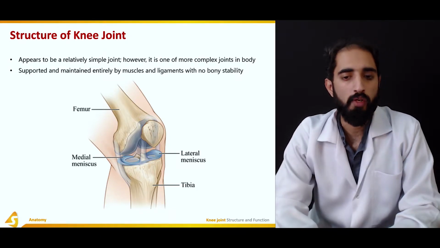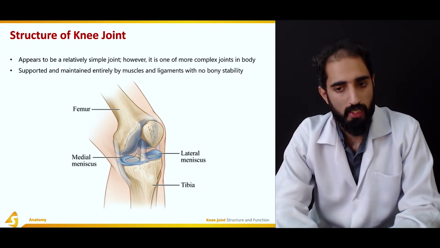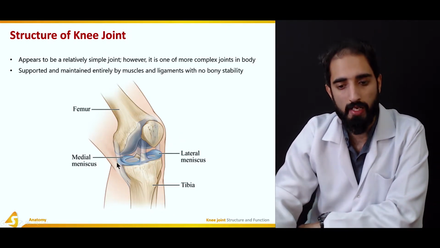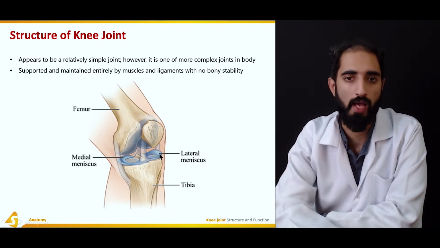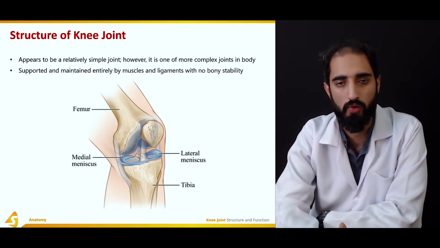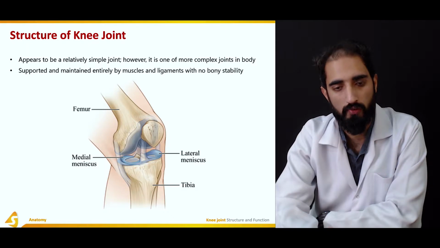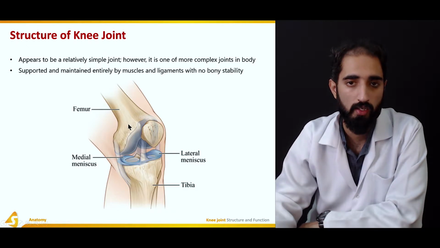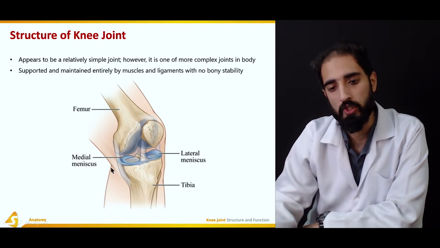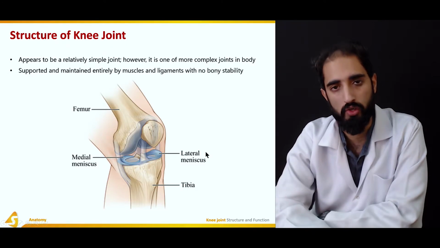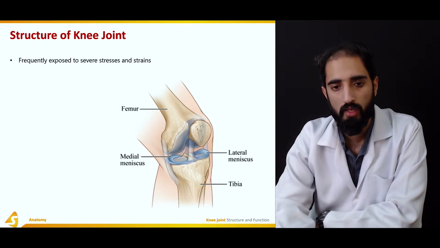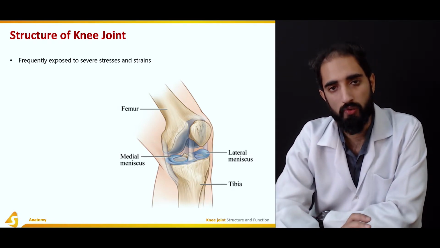The knee joint is supported and maintained entirely by muscles and ligaments with no bony stability, because when you take a look at the knee joint, the tibial plateau is almost flat. It is not much concave, so it does not offer much corresponding or stabilizing surface to receive the highly convex bony partner, which is the femur. So that stability is provided by soft tissue structures such as menisci and ligaments.